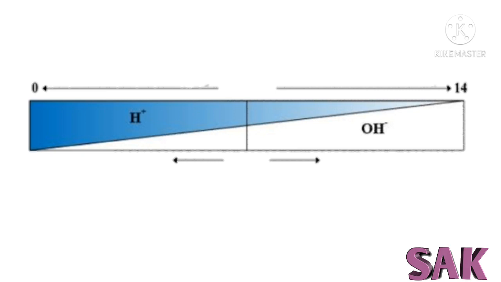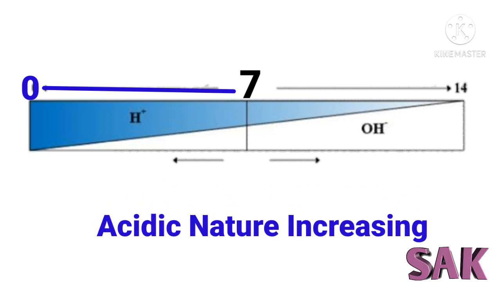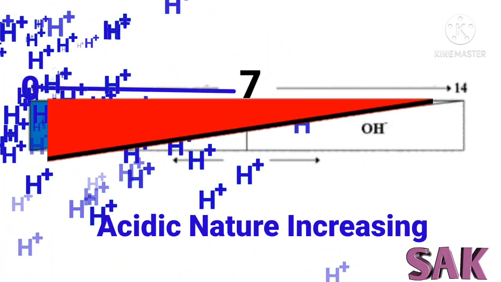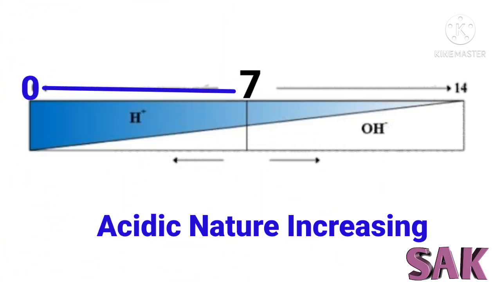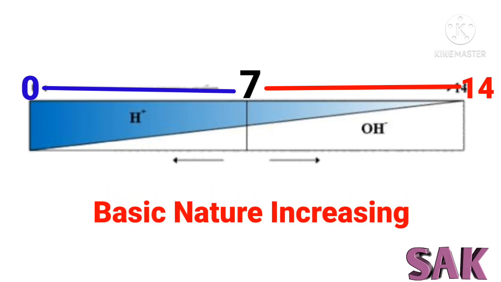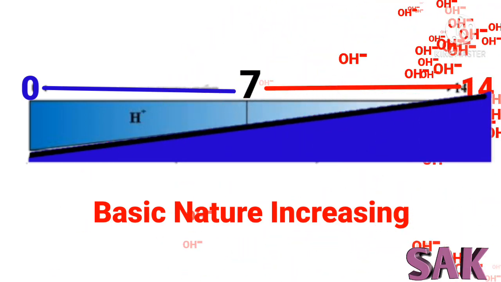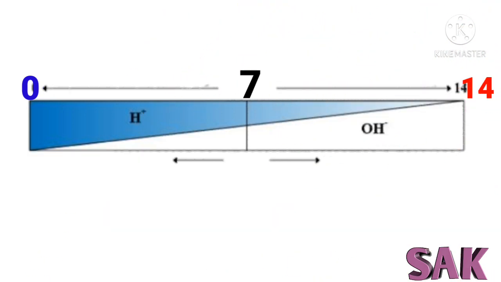In pH scale, values less than 7 indicates an acidic solution. In this solution, concentration of H+ ions is more. In pH scale, values more than 7 indicates basic solution. In basic solution, concentration of OH- ions is more. pH of neutral solution is 7.